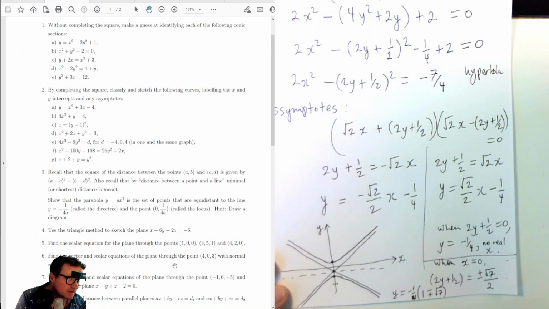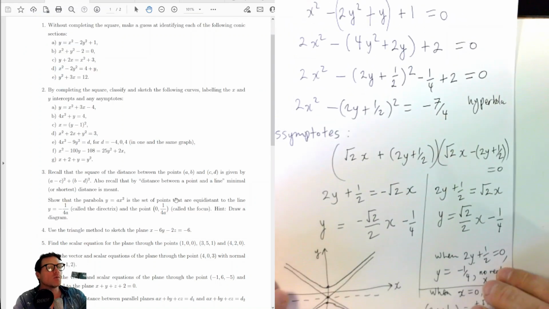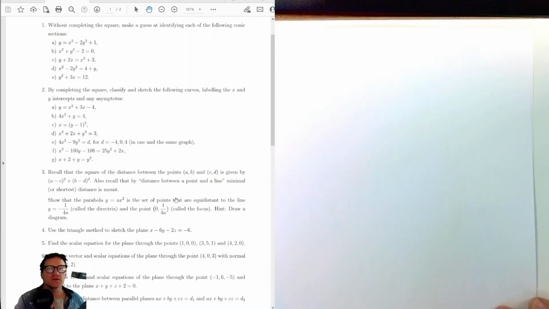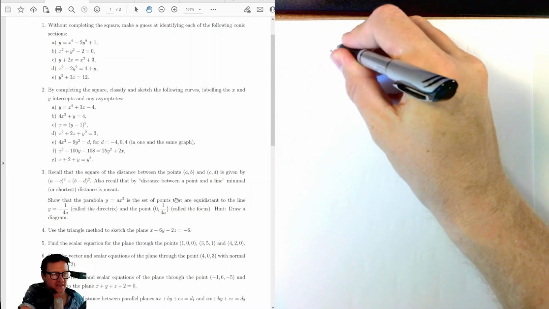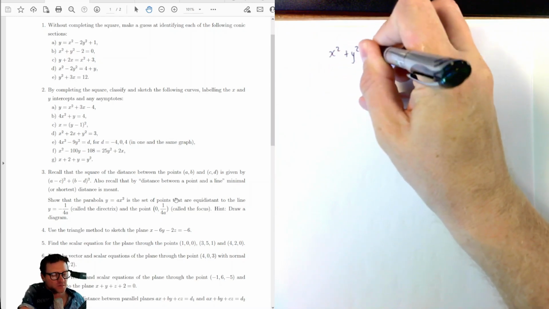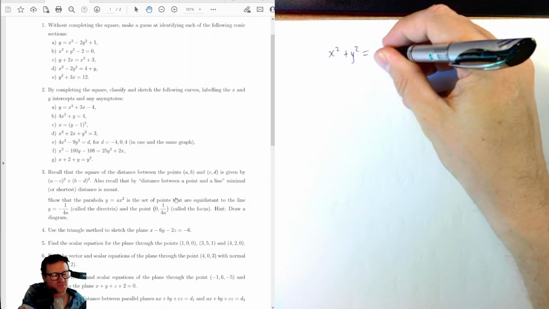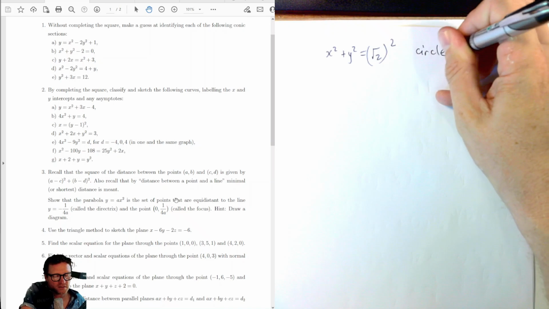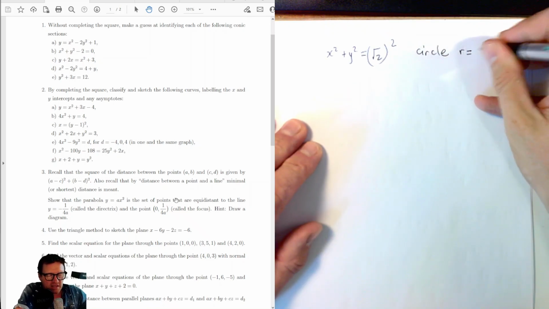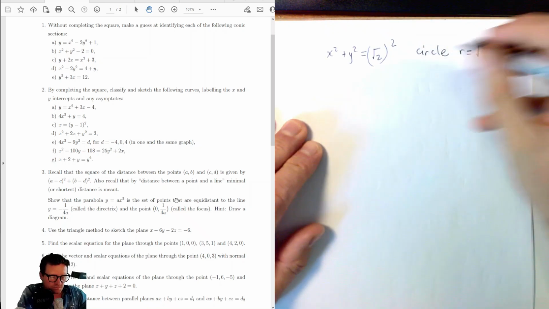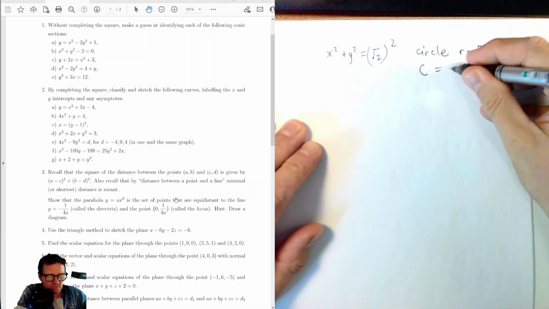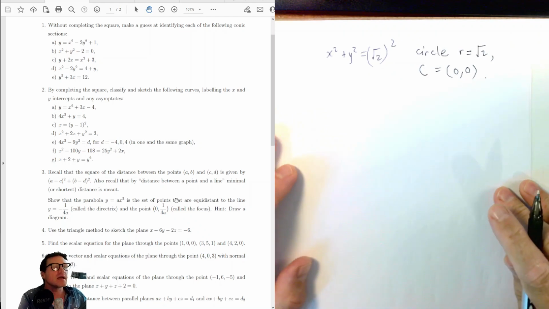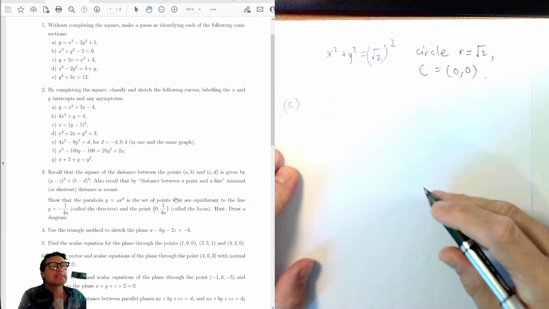All right, let's move on. Now, just looking at that second one, question 1, part B, well, that's obviously a circle, right? Because you can write that as x squared plus y squared equals 2, which is root 2 all squared. So that is a circle of radius root 2 and center 0, 0.